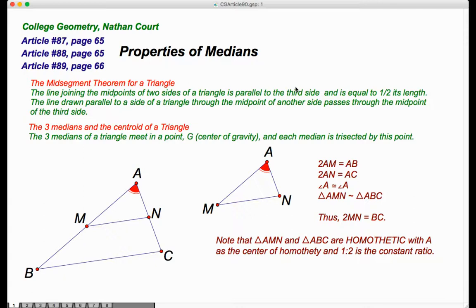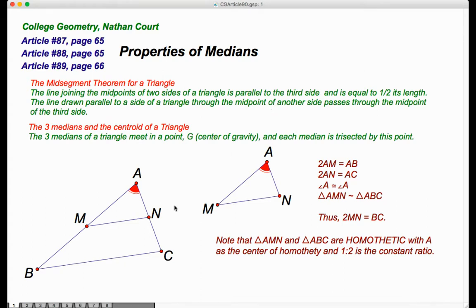Hello there. This time we are going to discuss Article 87, 88, and 89. These three articles all refer to the properties of medians. The first one is about the mid-segment theorem for a triangle. We learned this particular theorem in elementary geometry, so it's more of a recall, but for today, why don't we focus on proving it and extend it to the lessons that we've got, okay?